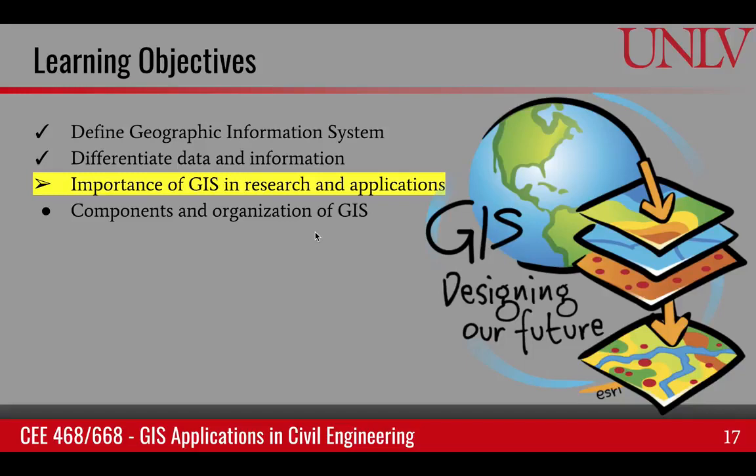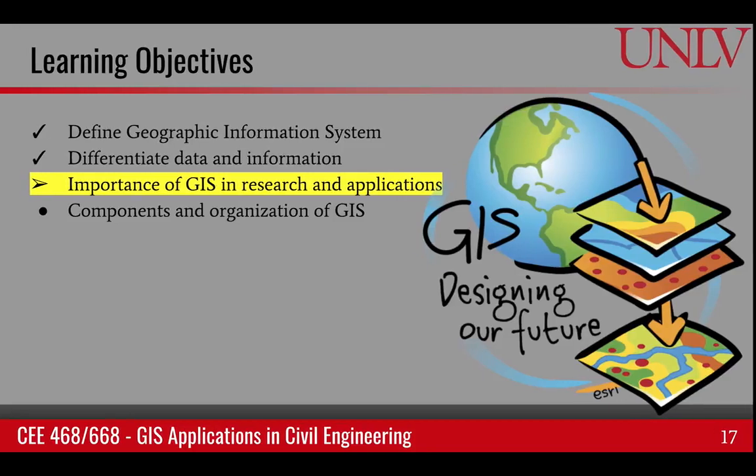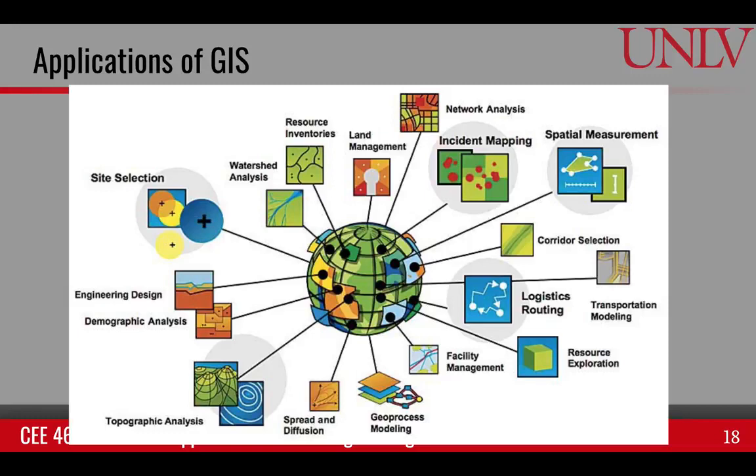The next learning objective is the importance of GIS in research and applications. GIS has found itself in many applications in real life. These include very small scale applications on an urban scale and even parcel scale, to global scale, where we are interested in spatial questions about the whole world. And this graphics shows various examples of these applications, and I will talk about a couple of them.